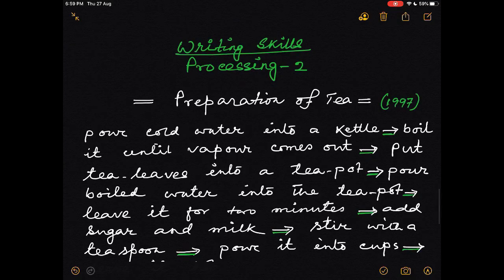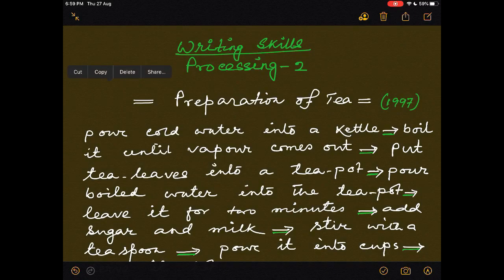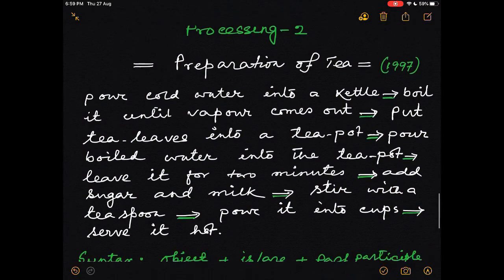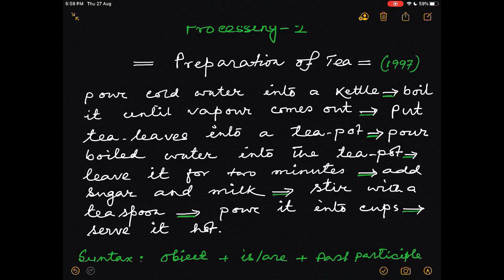Writing skills, process 2, that is preparation of tea. It was set in 1997 in the Madhyamik exam. Okay? Now see the points.